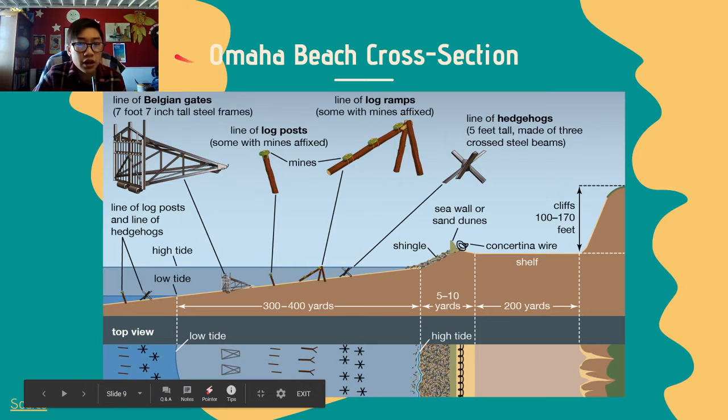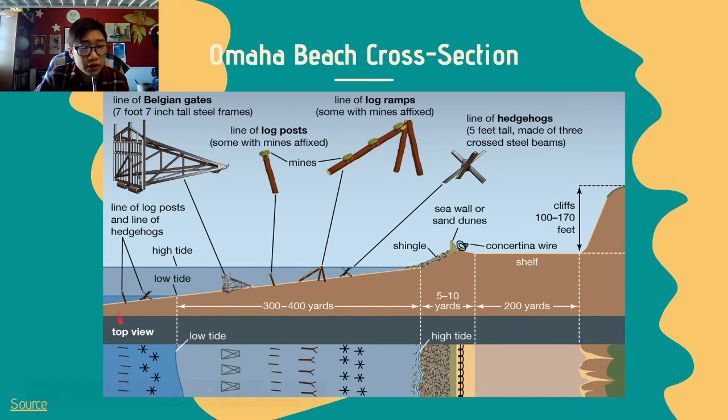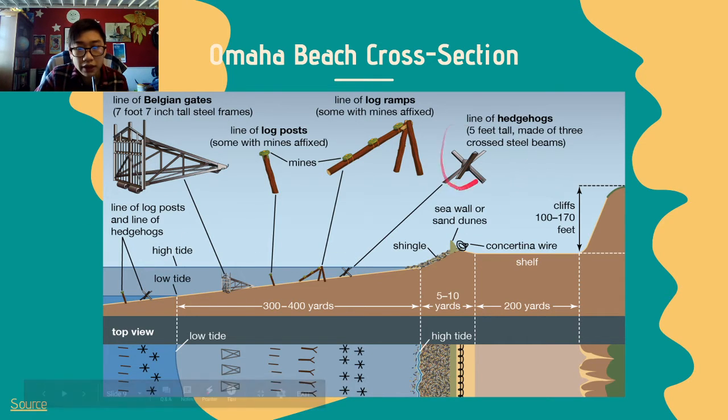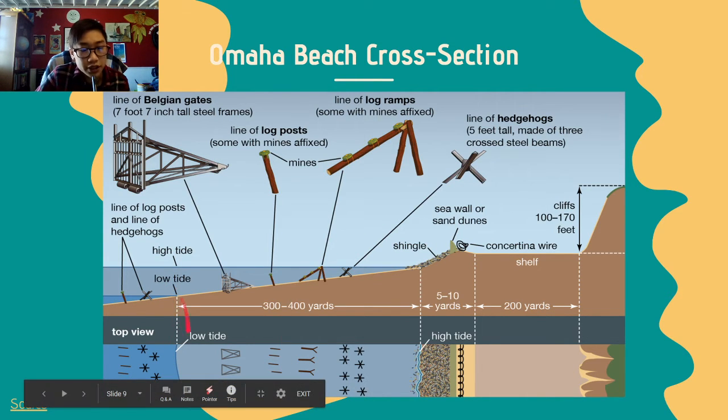Here's a cross-section of Omaha Beach itself, so this is what the troops would have had to go through. First, we start with a line of log posts and a line of hedgehogs, which are these little mine things made of crossed steel beams, and usually the low tide would only cover to here, just barely past them, and we wouldn't get to anything else.